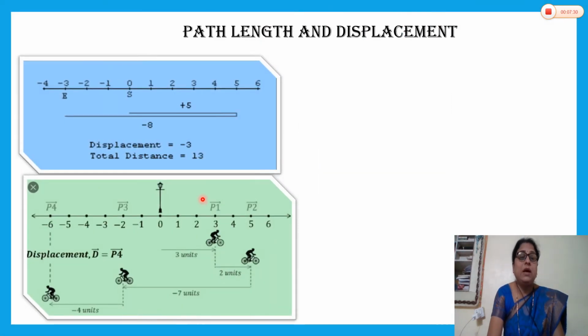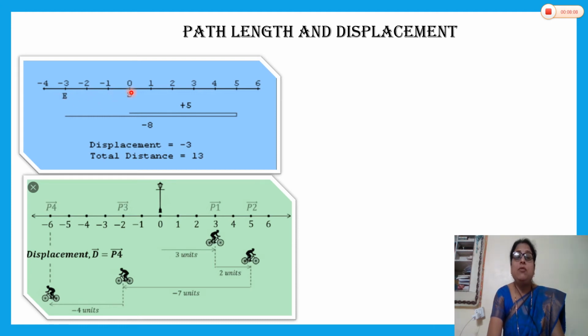See here in this diagram now. In the first diagram, suppose your object is at the origin, at point S. And this is the scale that represents the distance in meters, suppose. Now, when the object moves from point S towards the right, it covers plus 5 unit or plus 5 meter distance. Now it turns its direction towards the left and moves and covers the distance minus 8 unit or minus 8 meter and comes to this position E. Means your object moves from point S to E.